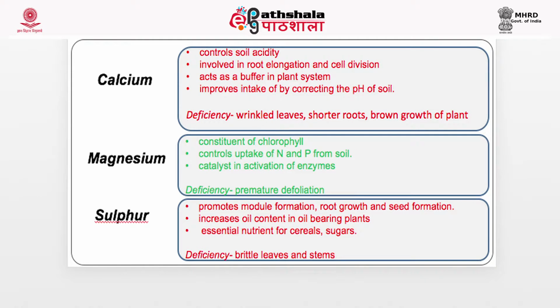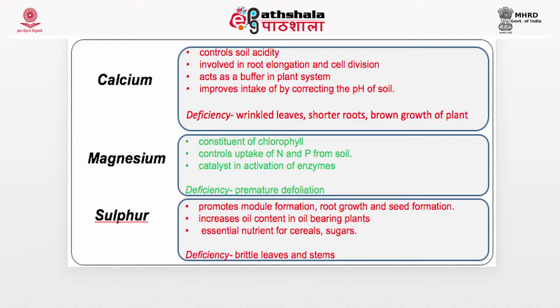Calcium, which is responsible for control of soil acidity, is also involved in root elongation and cell division. It acts as a buffer in the plant system. It improves nutrient intake by correcting the pH of soil, which will be discussed further in detail, and its deficiency will lead to wrinkled leaves, shorter roots, and brown growth of plants.